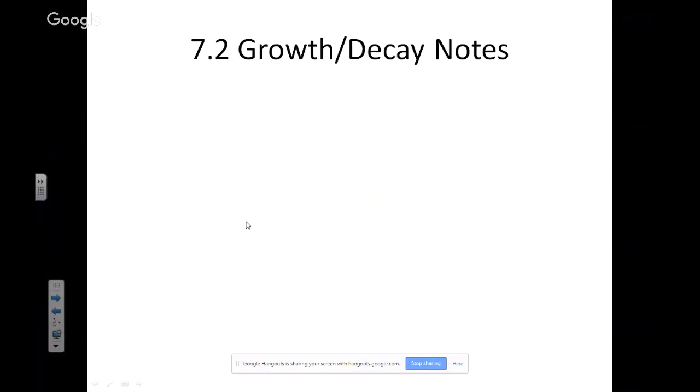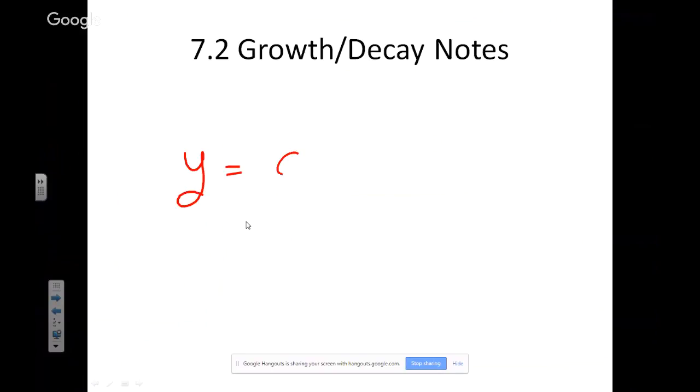First off, do you see that there are two formulas on this page? There's one on the top and one on the bottom. What do you notice is different between the two formulas? One is a plus, one is a minus. Okay, we're doing growth and decay. Which one do you think is growth? The positive. And which one do you think is decay? The negative.